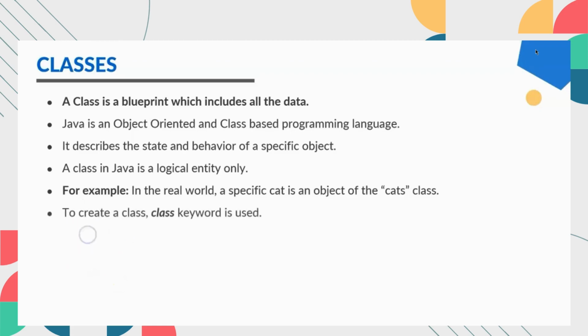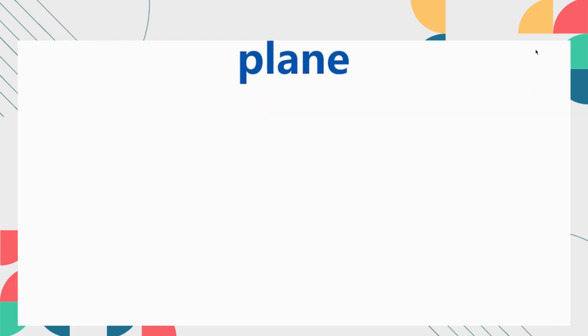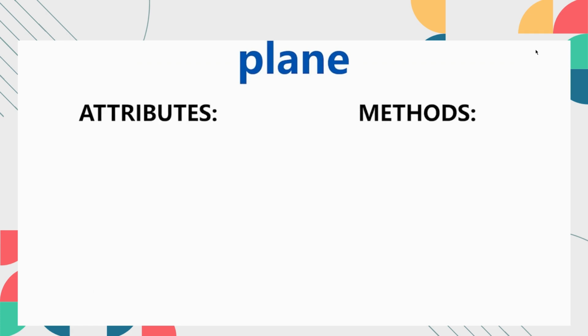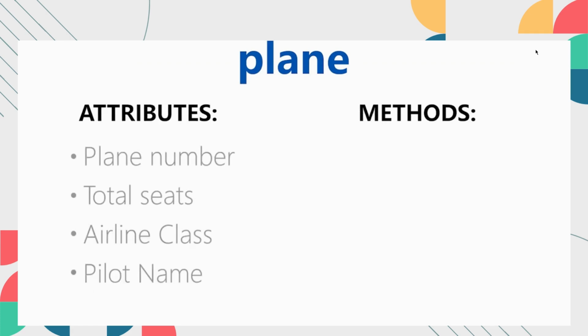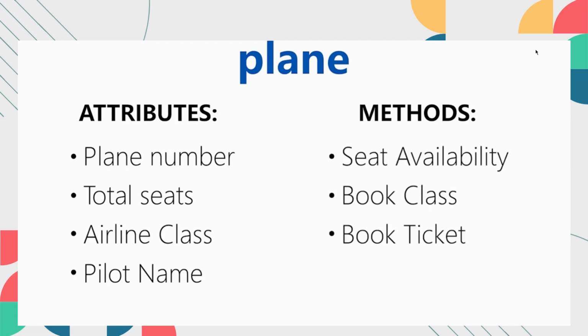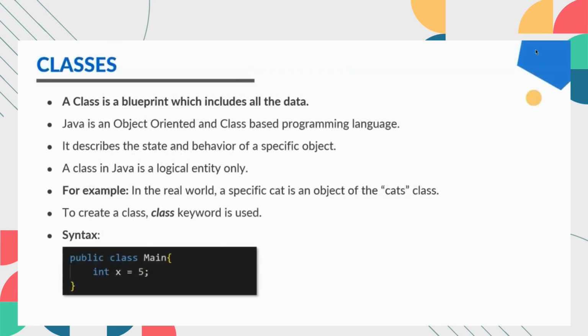You can take any example. We can create a class known as plane, which will be its name. It consists of attributes and methods of each plane, such as plane number, total seats, airline class, pilot name. If I talk about the methods inside this class, then seat availability, select class, book ticket, and other functions would be there. This is how a class needs to be defined.